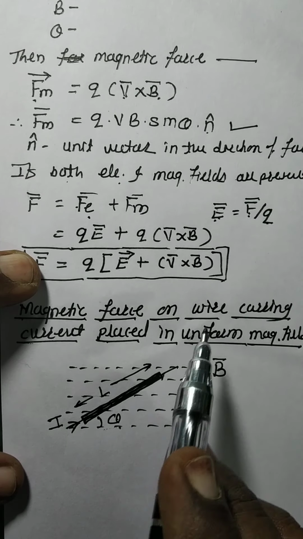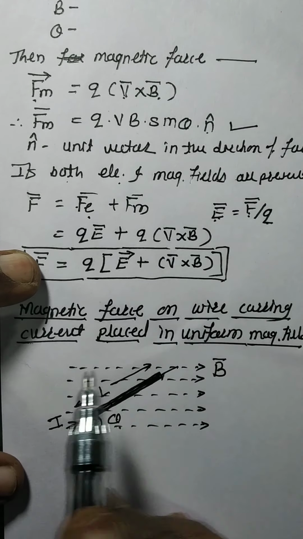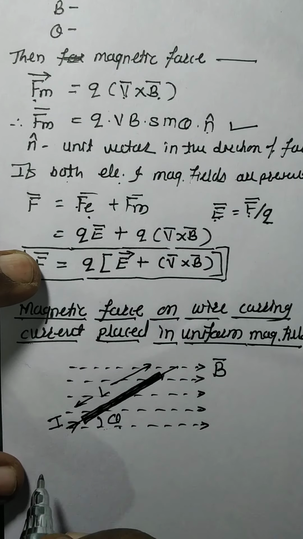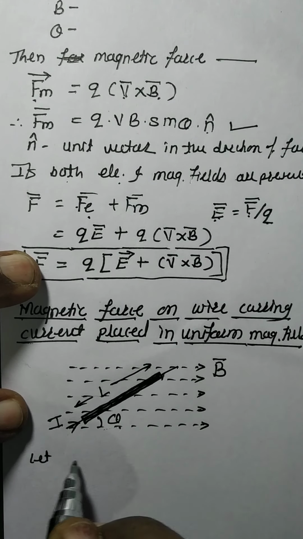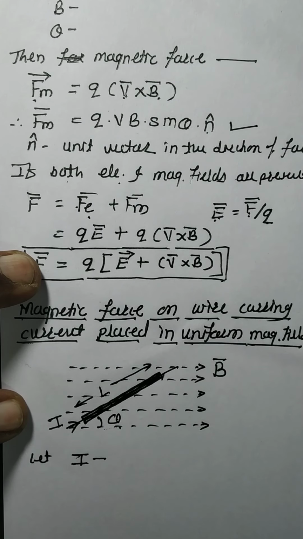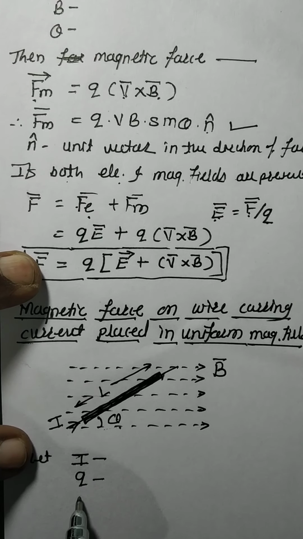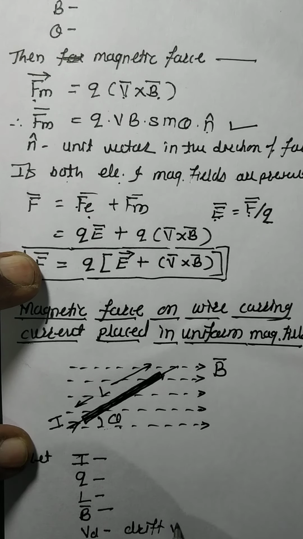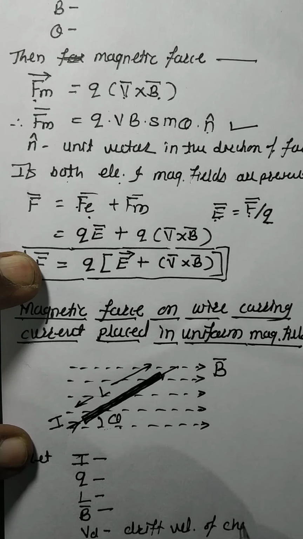Consider a wire carrying current placed in a uniform magnetic field. Let I be the current flowing through the wire, Q the magnitude of charge flowing through the wire, L the length of the wire, B the magnetic induction of the uniform magnetic field, and suppose VD is the drift velocity of the charge.